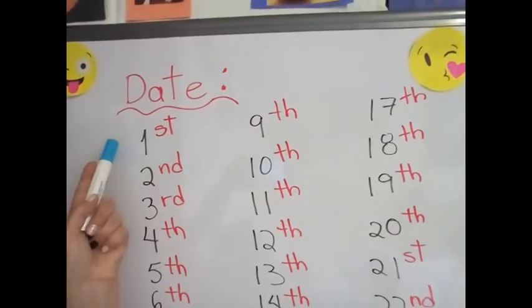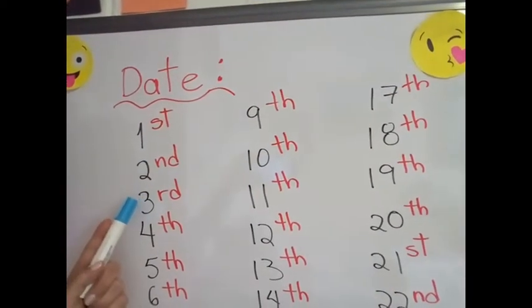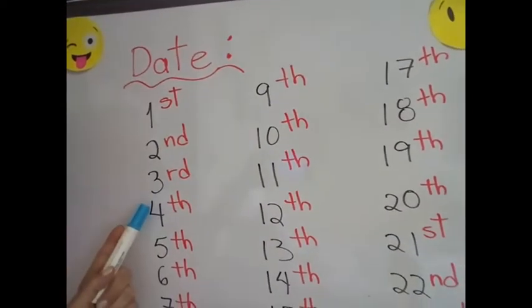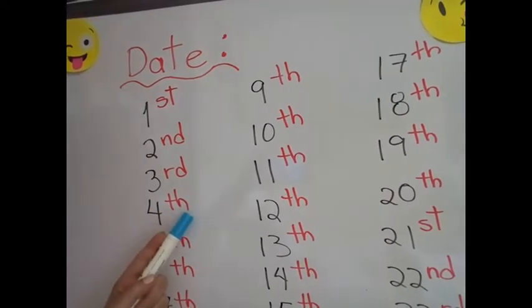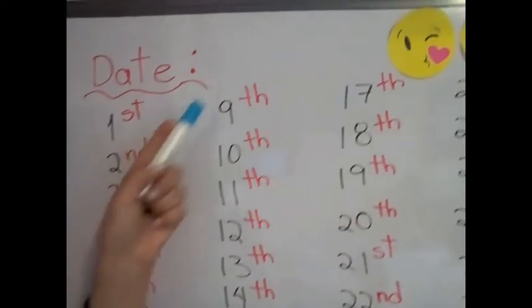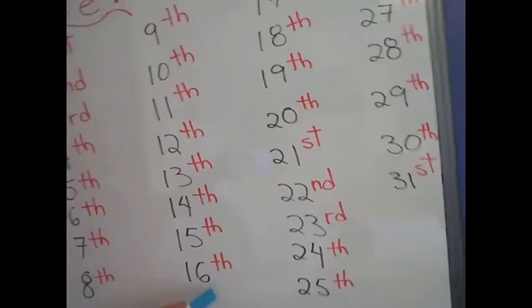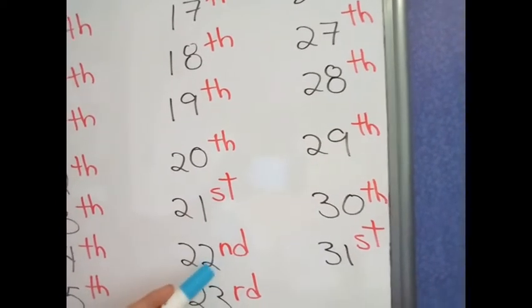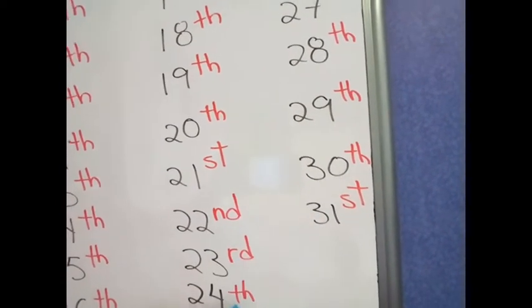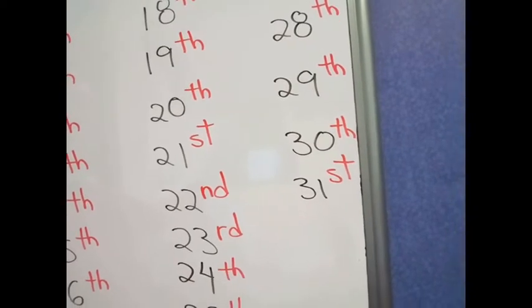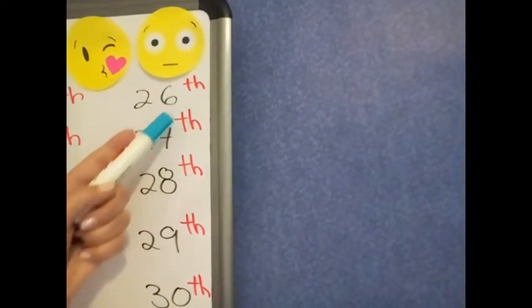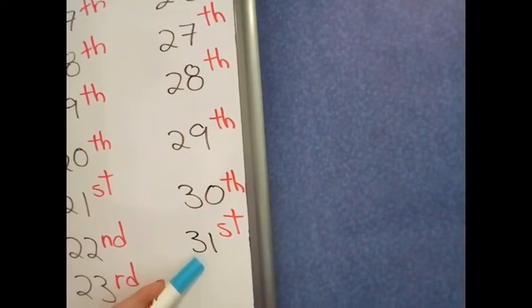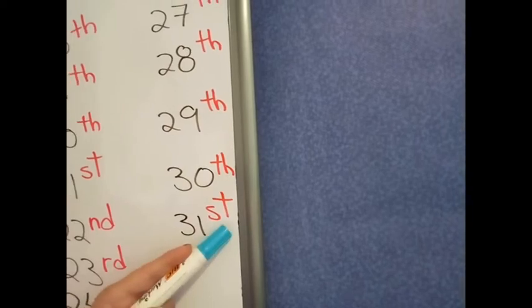The first three numbers, first, second, and third, are different because of the ending of the ordinal numbers. From fourth and on, the ending is with th, right? But then we come again to the numbers here, 21st, 22nd, 23rd, and then again with th, 24th, 25th, etc. And finally here at the end of months, when they have 31 days, we say that this is the 31st day of the month.